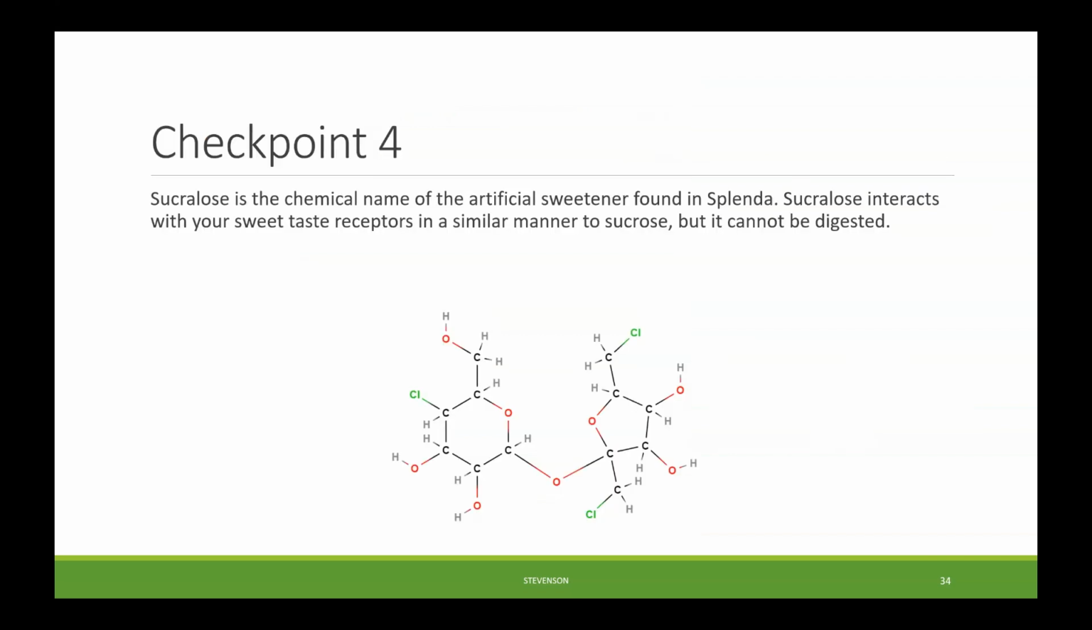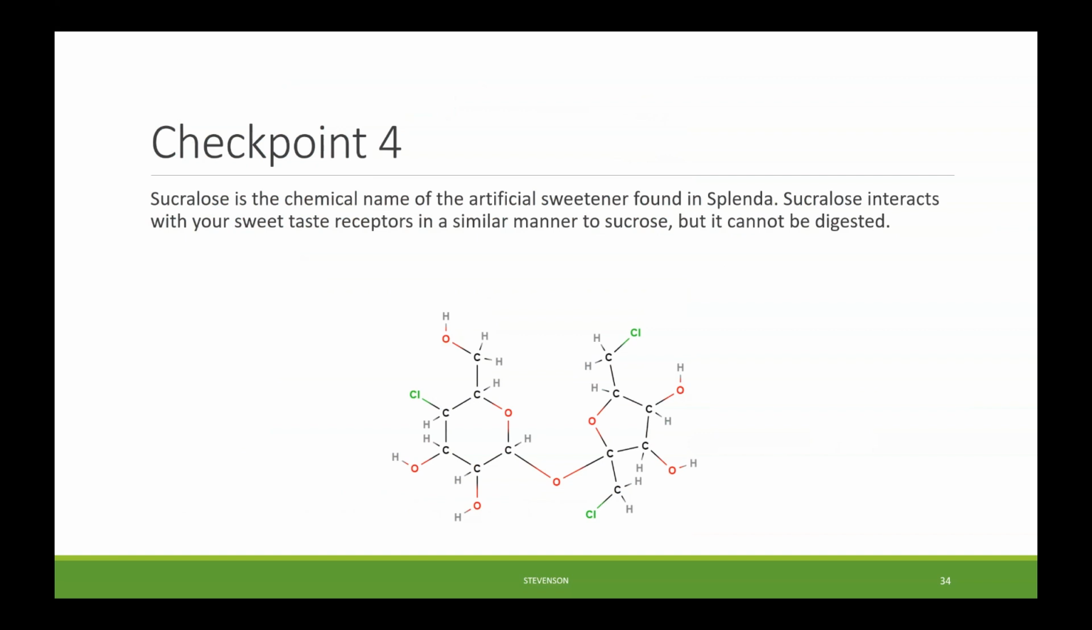And while we're on the topic of sweeteners, it's a great time to take a look at one of the most common artificial sweeteners in a checkpoint. Sucralose is the name of the artificial sweetener that is found in Splenda. And it interacts with your sweet taste receptors in your mouth in a very similar way that the sugar sucrose does. But your body cannot digest sucralose, so you don't derive any calories from it.